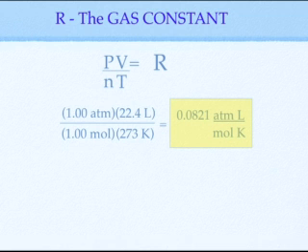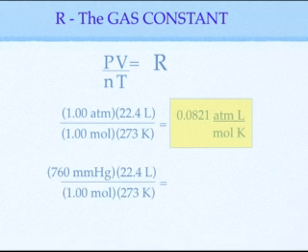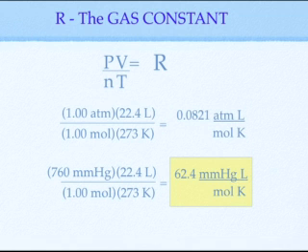I heard there's actually more than one R. There is more than one R on the back of your periodic table. The only difference is you can change the pressure: 760 millimeters of mercury is the same as one atmosphere. So if you put that into the equation, you get another value for R. You can use either one, but whichever one you use, your units have to match the units of R. Pressures are in atmospheres or millimeters, volumes in liters, moles in moles, and temperatures in Kelvin.